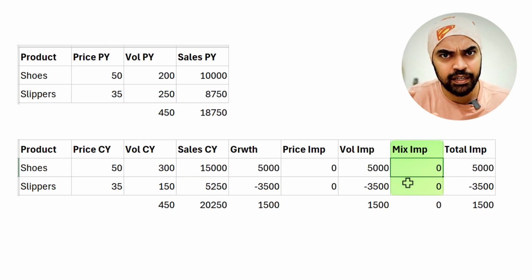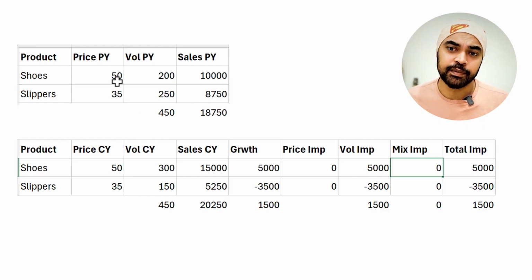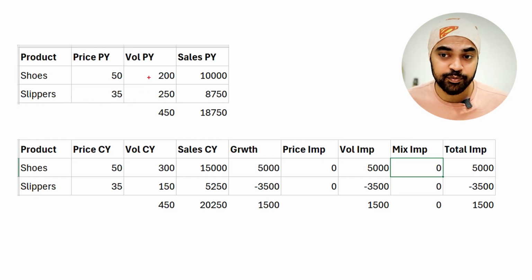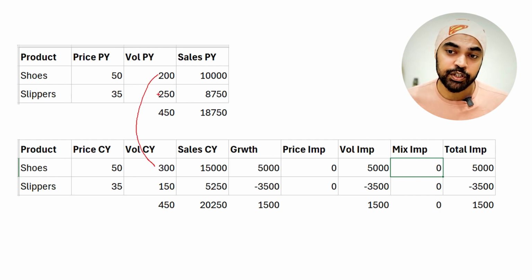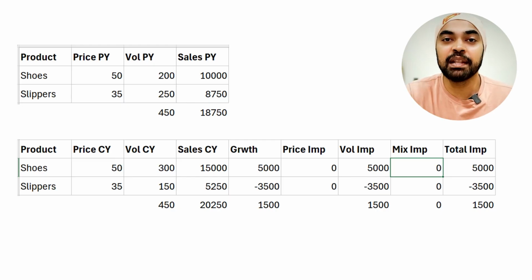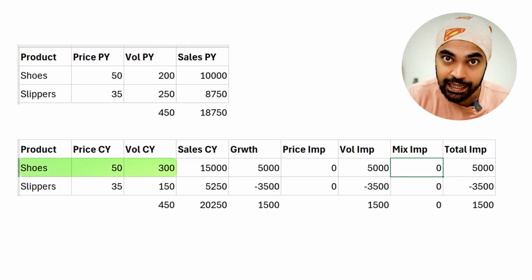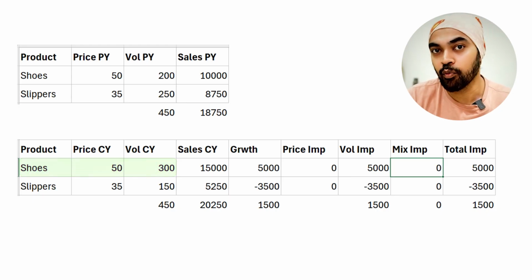Let me help you understand what I mean by that. In terms of the price, shoes are definitely more expensive, which is 50 bucks, and the slippers are just 35 bucks. And shoes, which are more expensive products, went up from 200 to 300, and slippers, the cheaper products, went down from 250 to 150. That means we are selling more expensive products, and therefore we have a mix change. We sold more of the expensive products in the current year, and that led to the change in the revenue.